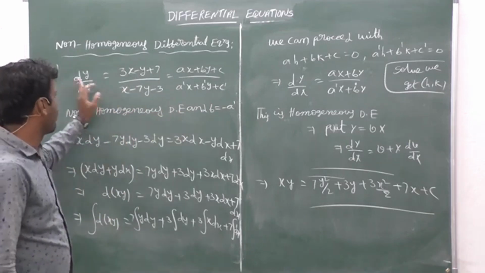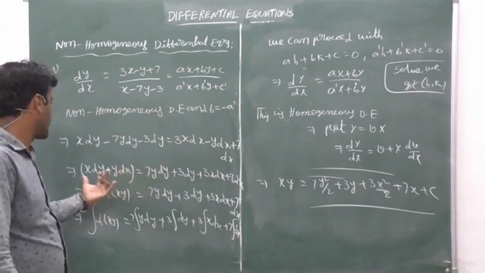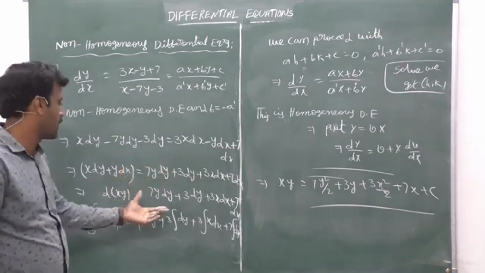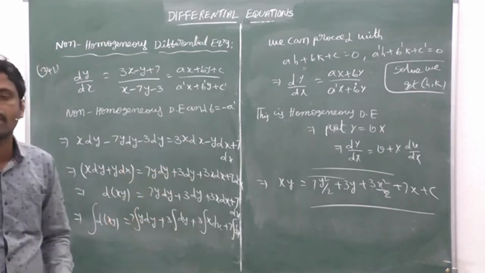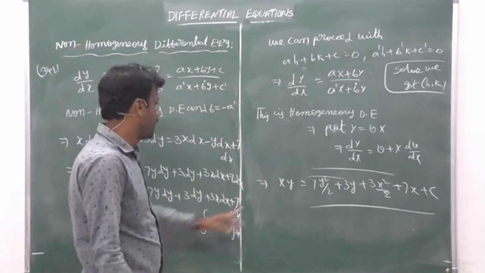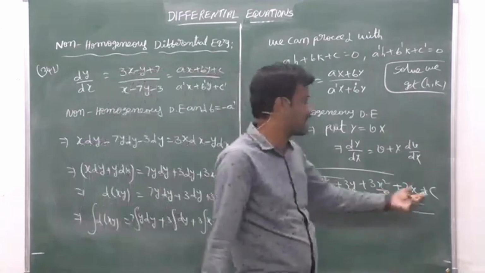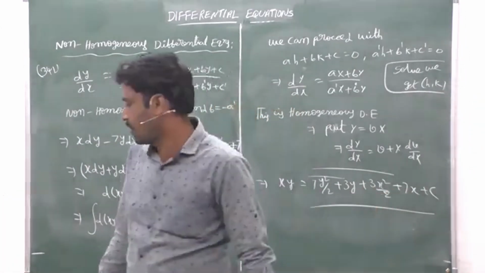In that case, grouping the terms, cross multiplication, minus y dx goes to the left side, x dy plus y dx means d of xy, remaining terms as it is. Next, integrating on both sides, integral d of xy, integral y square by 2, integral dy is y, integral x dx is x square by 2, integral dx is x plus constant.